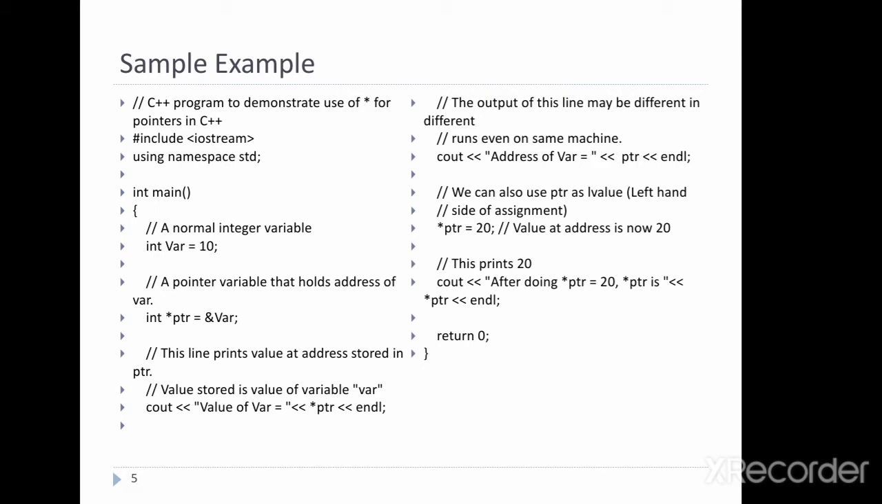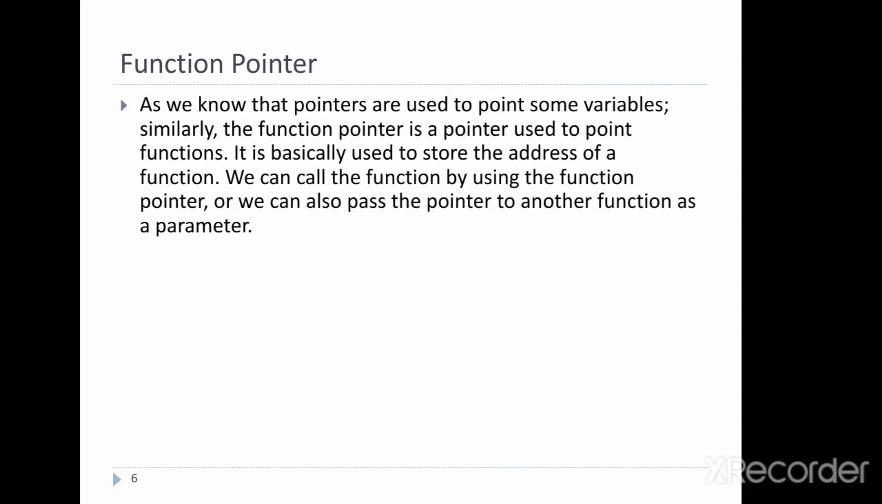So now here is the sample example of a pointer. We will see it in practical. So next one is the function pointer. As we know, pointers are used to point to variables; similarly, a function pointer is a pointer used to point to functions. It is basically used to store the address of functions.